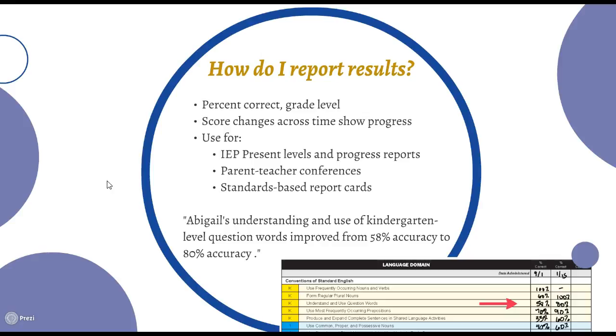The SLP transfers student scores to progress monitoring forms, which list the skills in each domain by grade level and allow the SLP to record 3 separate test administrations on each form. This allows the SLP to record scores obtained in repeated administrations to show changes in performance across time. This data is useful for IEP progress reports and parent-teacher conferences. Summary forms can be used themselves as a standards-based report card for communication skills.